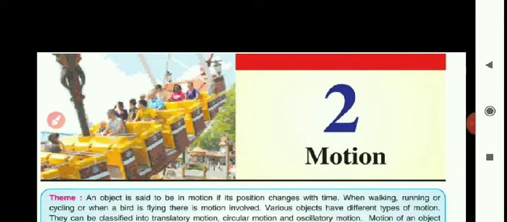I think you have completed all the question answers and numericals of lesson 1, which we completed in the last session. So, today we are starting chapter number 2, that is motion.